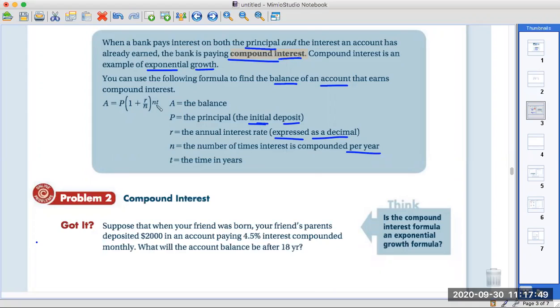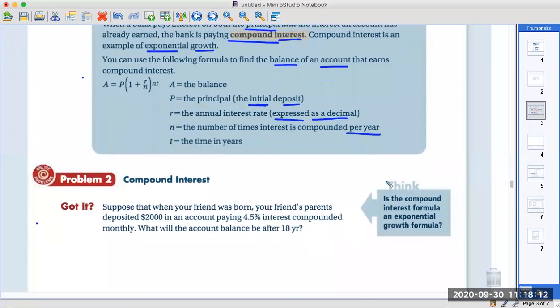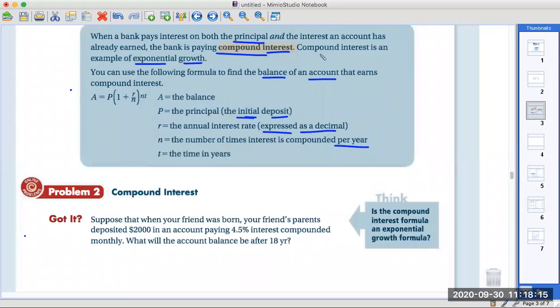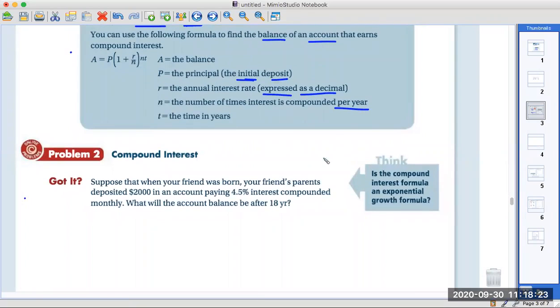And T, this little t, is the time in years. So let's say in 5 years you want to know how much money you have in your account. That T would be 5. So that's that formula. And guess what? We're going to work on that formula. Don't be afraid, it's not that bad. Use your calculator. Is the compound interest formula an exponential growth formula? Yes, we already saw that up here. Compound interest is an example of exponential growth. Hopefully, when you bring your money to the bank and start a savings account, it'll grow and not get less. So here we are.